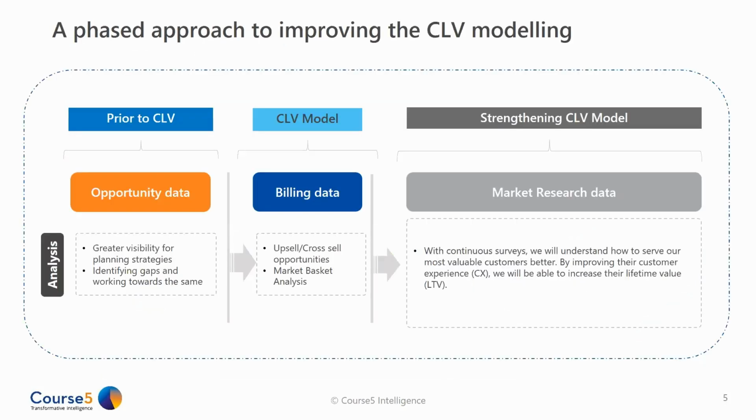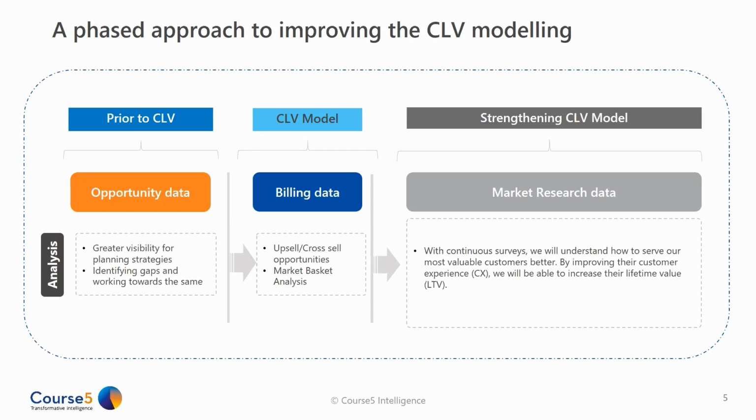Now, this is a phased approach to the CLV modeling that I've done. So I have a prior and a post to this. Now, the prior to CLV is opportunity data. Our client was in the technology domain, and all the technology domain clients typically do an opportunity analysis to see where their business stands. What is the future potential? What possible sales could come? This is something that any technology firm does to identify and track the sales activity.